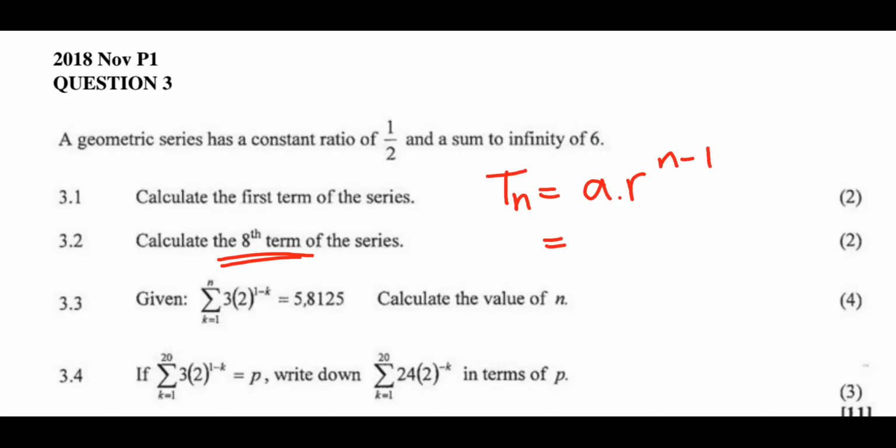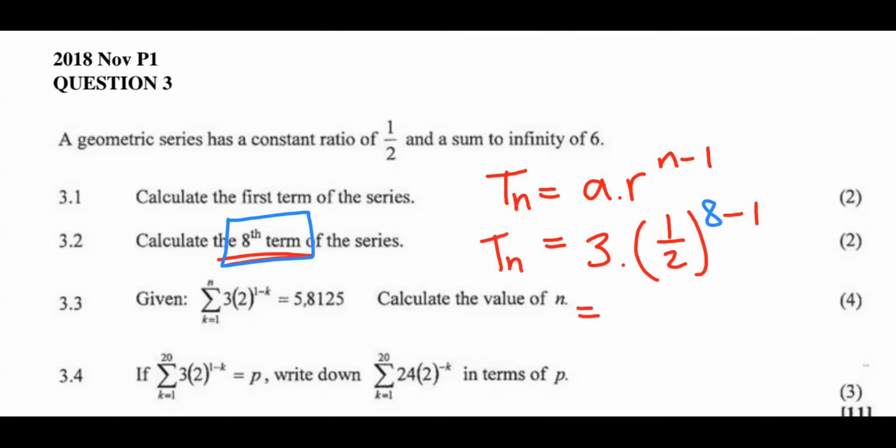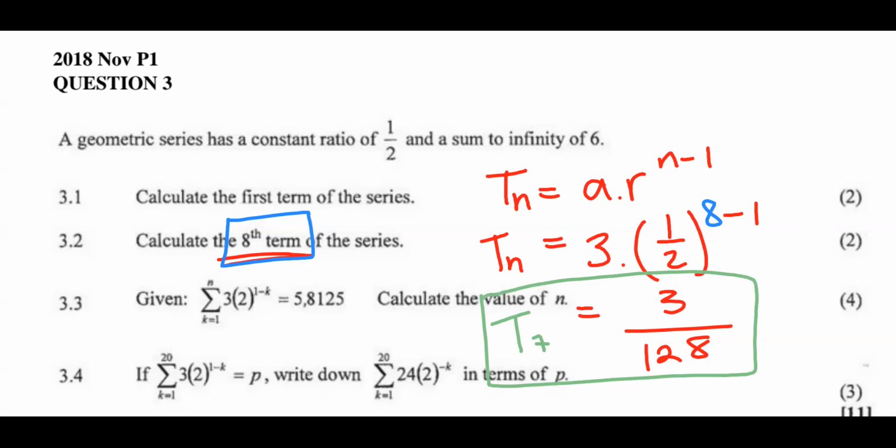A is the first term, which is equal to 3. r is the ratio, a half. And n is the position of the term. So we're looking for the eighth term, which means that n should be 8. So we say 8 minus 1 as part of the formula, and we work out what that answer is. What's 2 to the power of 7? Is that not 128? Yes, sir. Cool. Okay, so the eighth term is 3 over 128.